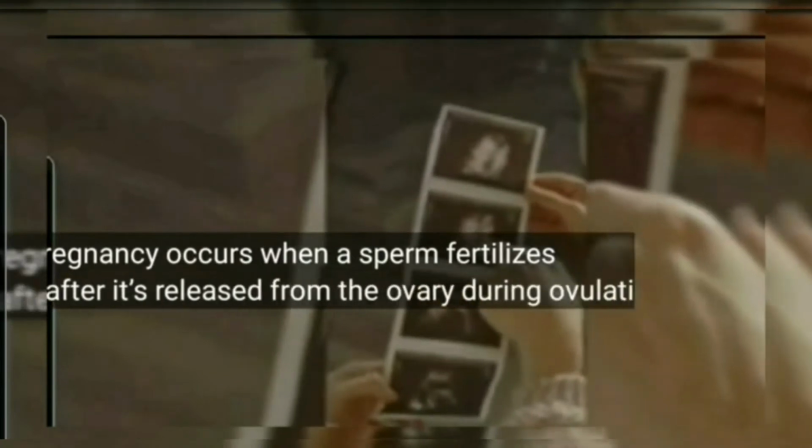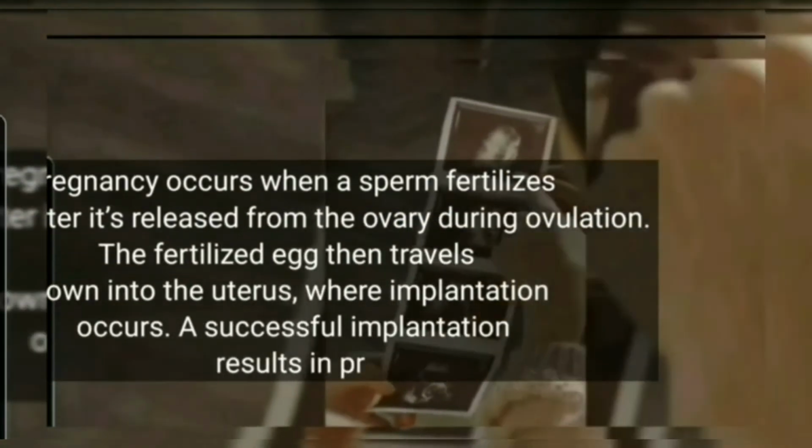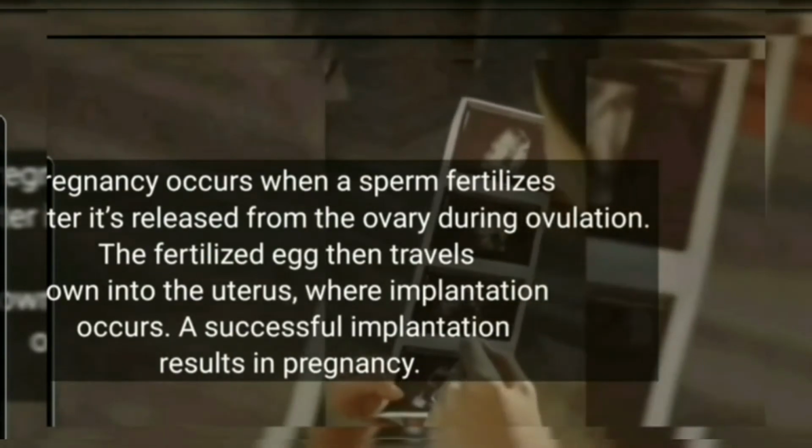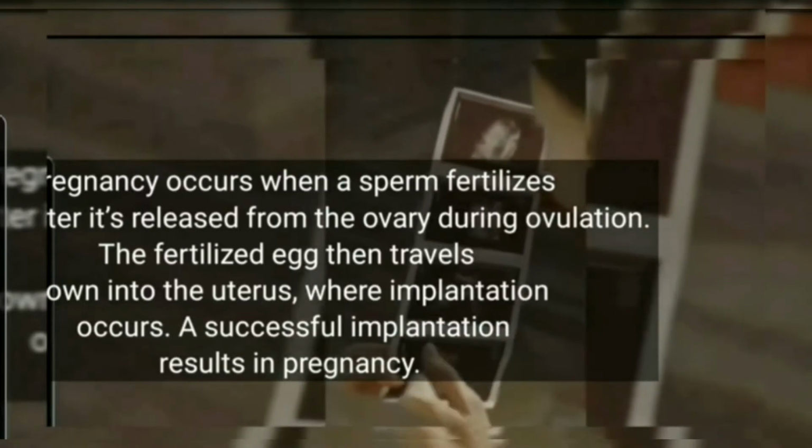Pregnancy occurs when a sperm fertilizes an egg released from the ovary during ovulation. The fertilized egg then travels on into the uterus, where implantation occurs. A successful implantation results in pregnancy.